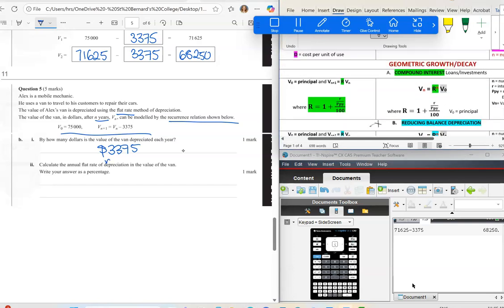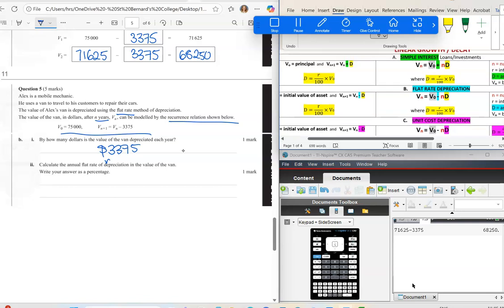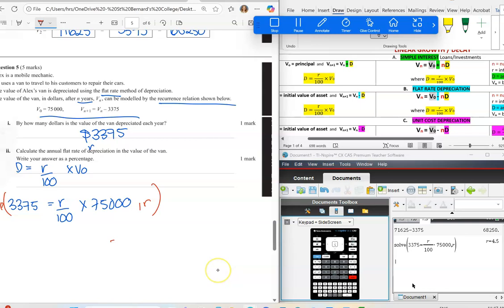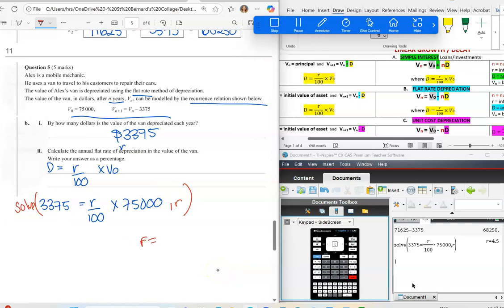That's little r. Go back up to flat rate. You can use the D formula because you know it goes down by 3,375. You're trying to work out what R is and you know what V0 is. So what can I do if I've got an equation like that? Solve for R. And we end up with R equals 4.5%, so there's the answer. So that's done.